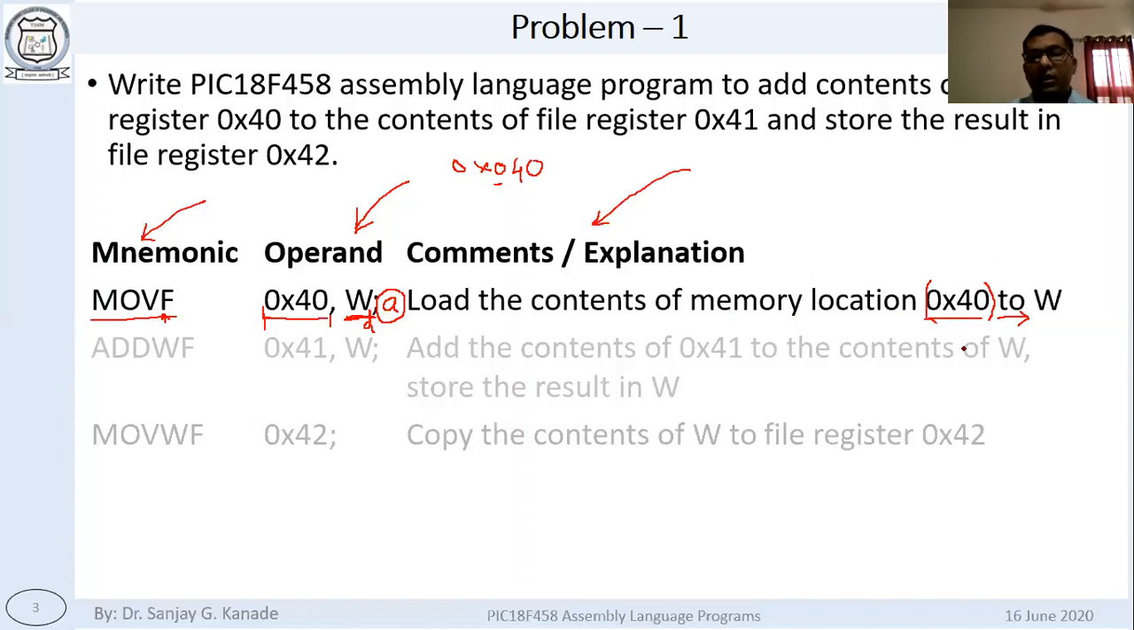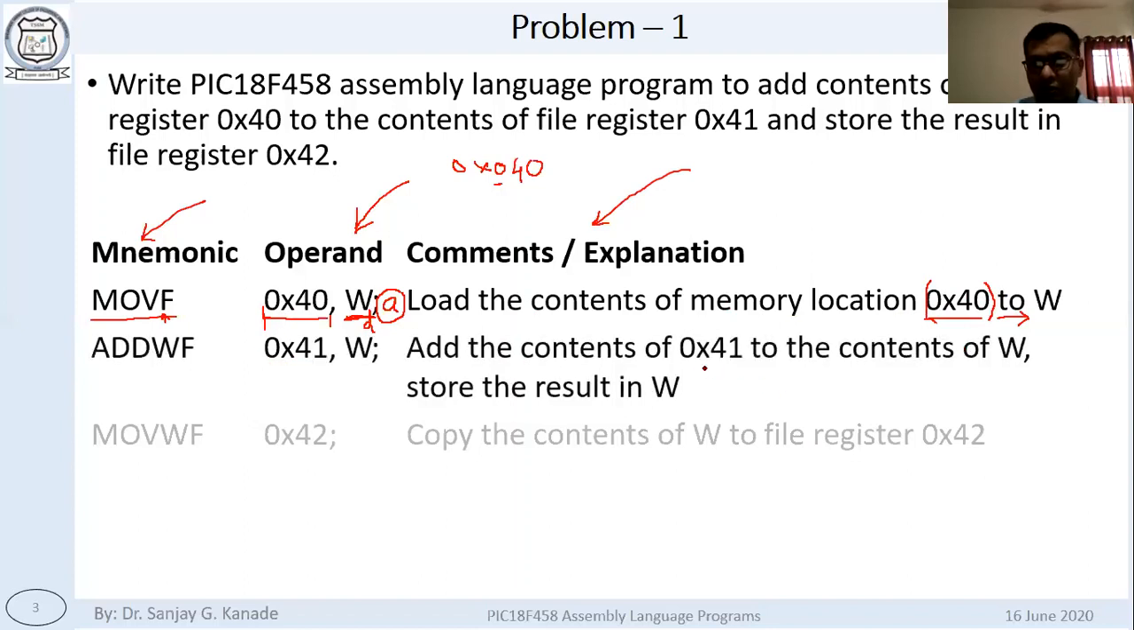Okay, now the next step that we saw was add the contents of 0x41 to contents of W. Again, we have seen an instruction for this, ADDWF. Okay, again in this case, A is by default 0, meaning access bank, meaning this location is coming from access bank.